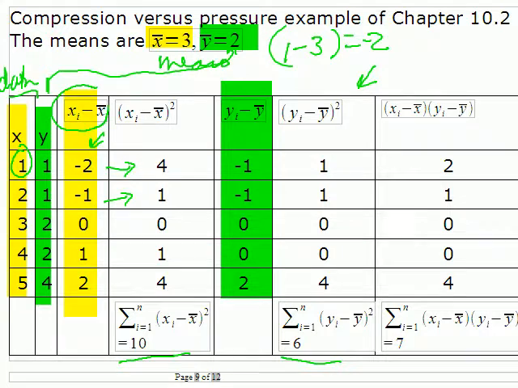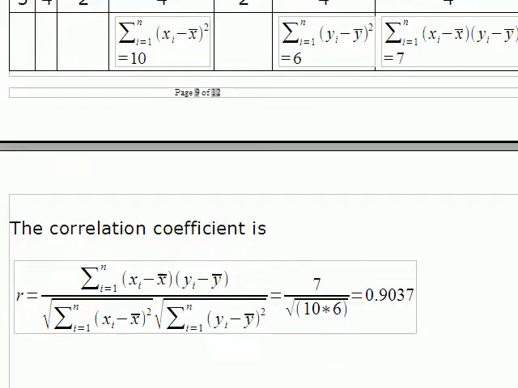And then for the numerator, you take the values in this column and multiply them by the values in this column. So in this case you've got -2 times -1, and I got a +2, -1 times -1, I get a 1, 0 times 0, etc. Then you add all those up and you get a 7. Like I said, you only want to do this for a very small data set.